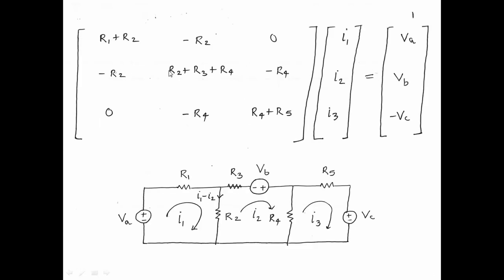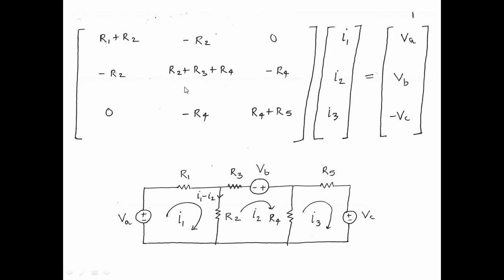So this is a matrix, R1 plus R2, minus R2, 0, etc. The three unknown currents are I1, I2, I3, and on the right hand side are the voltages. Again, like nodal analysis, there is a symmetry, there is a structure to this matrix. So let us look at what the structure is. This is for mesh 1. The first row is for mesh 1, the first column is for mesh 1.